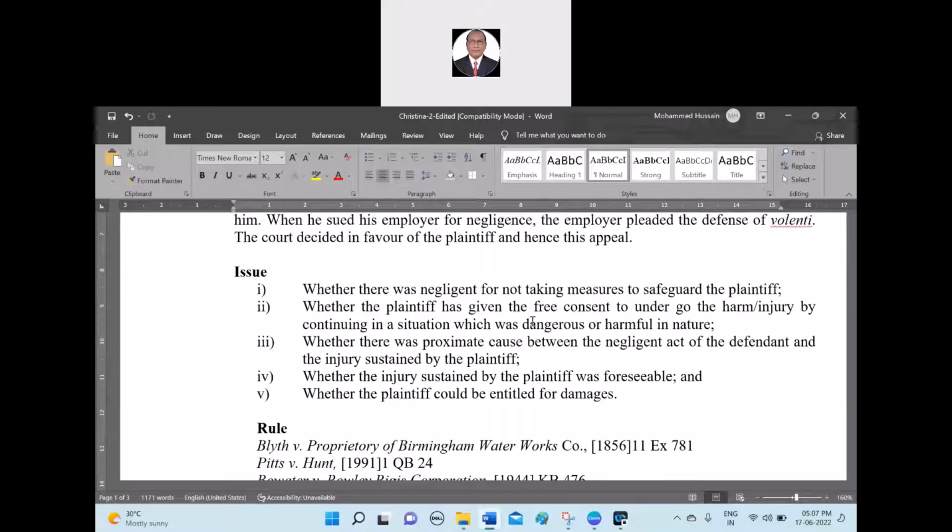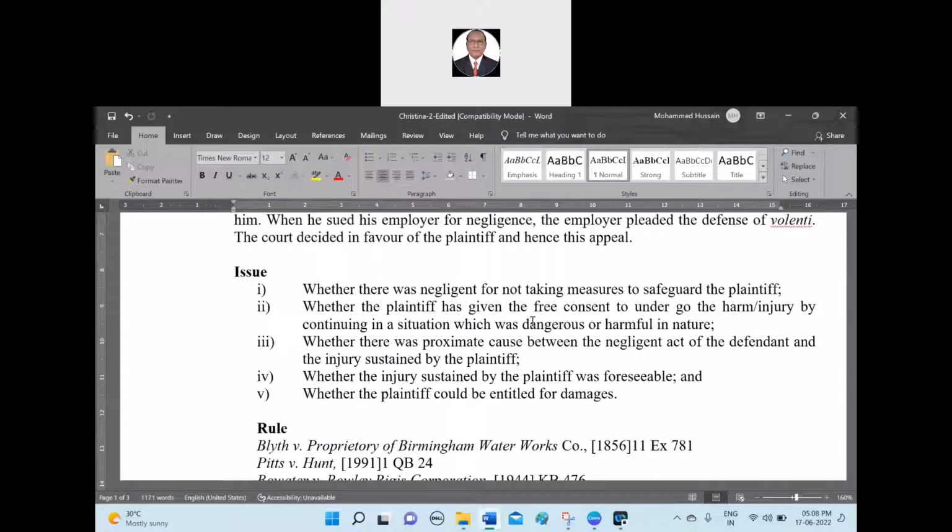So whether there was a negligence in not taking the measure to safeguard the plaintiff, semicolon. Number two, whether the plaintiff has given the free consent to undergo the volenti injury by continuing in a situation which was dangerous or harmful in nature, semicolon. Third, whether there was a proximate cause between the negligent act of the defendant and the injury sustained by the plaintiff, semicolon. The fourth, whether the injury sustained by the plaintiff was foreseeable, semicolon, and, because last is and. The fifth one is whether the plaintiff could be entitled for the damages.